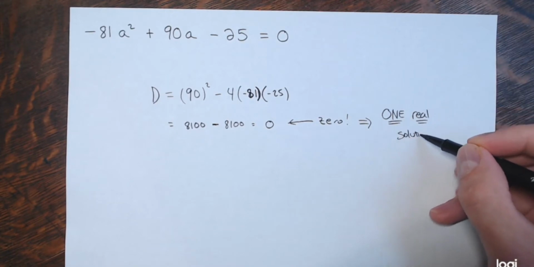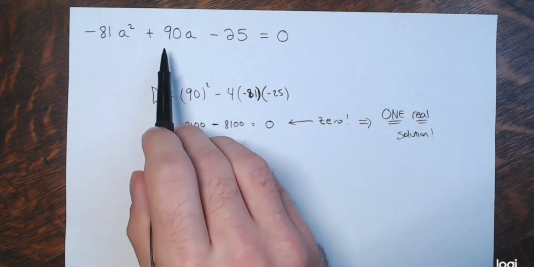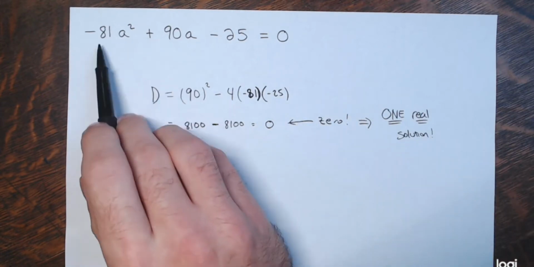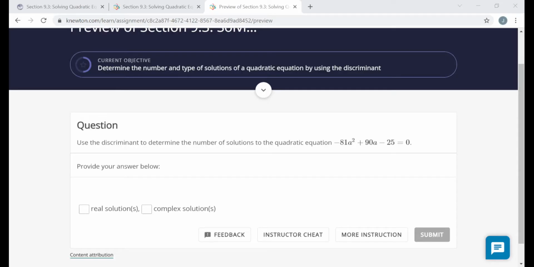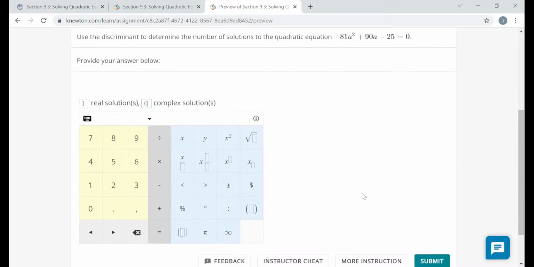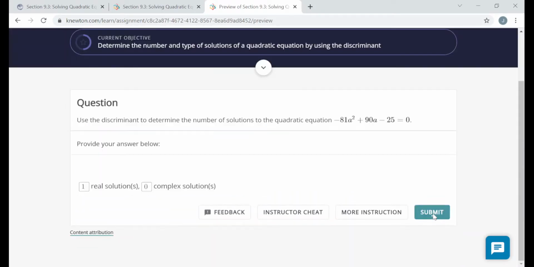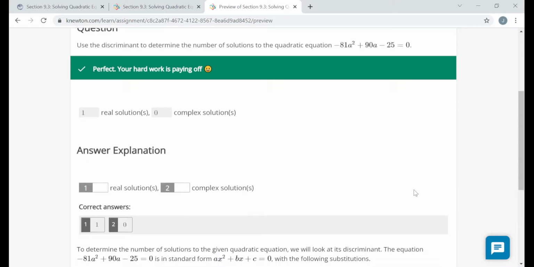And that's it. The only real solution would be negative 90 over 2 times negative 81, whatever that is, simplified. But it's just negative b over 2a when the discriminant is 0. But all we're asked to enter here is that there's one real solution and no solutions with imaginaries. These complex solutions, the way they're using the word complex here. And that's it. So pretty simple.